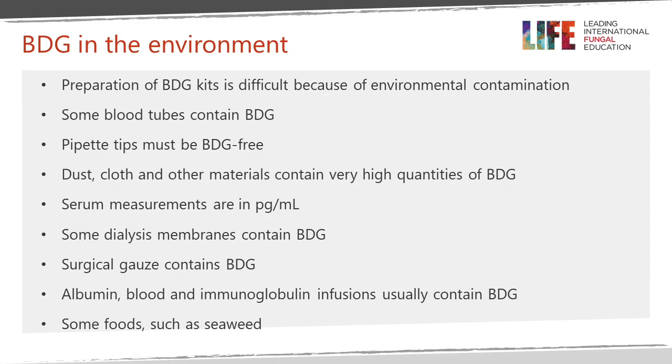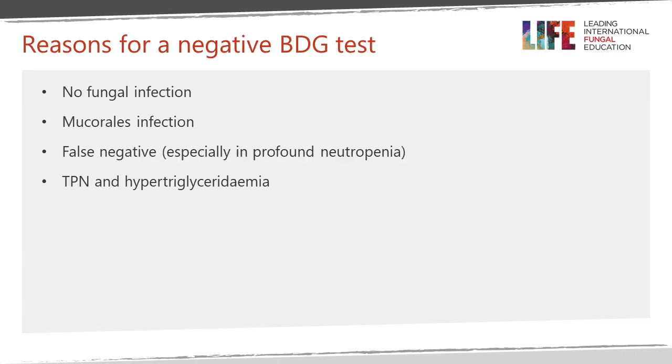Some dialysis membranes contain Beta-D-glucan, some surgical gauze does, and so patients immediately after major intra-abdominal surgery may have false positives or genuine positives for Beta-D-glucan in the blood. Some albumin, blood and immunoglobulin infusions contain Beta-D-glucan, and some foods such as seaweed contain quite large quantities of Beta-D-glucan, and this can produce a true positive but a false positive with respect to fungal disease.